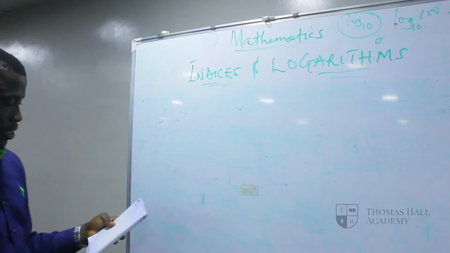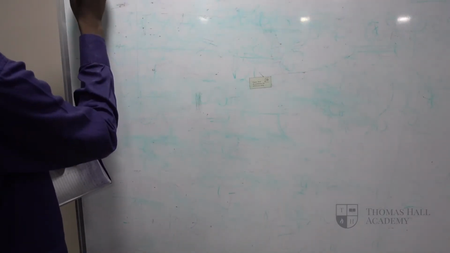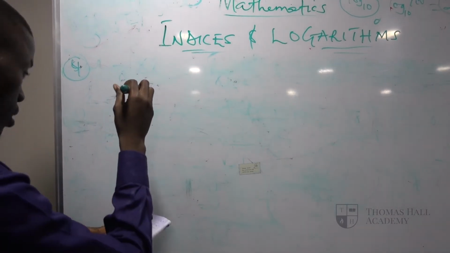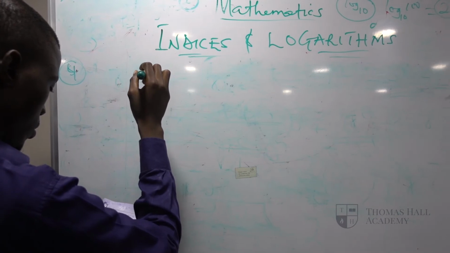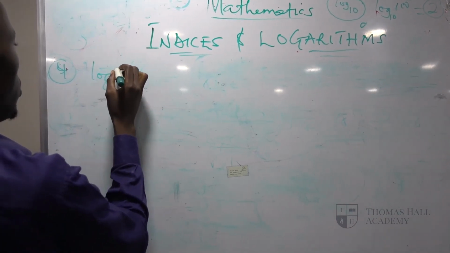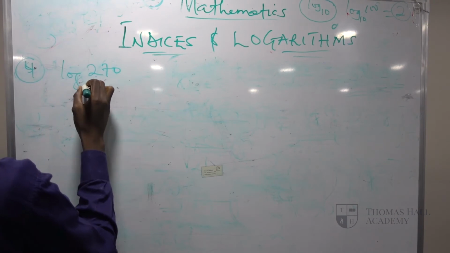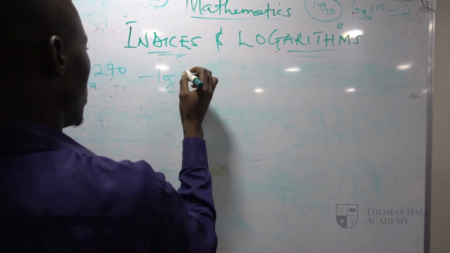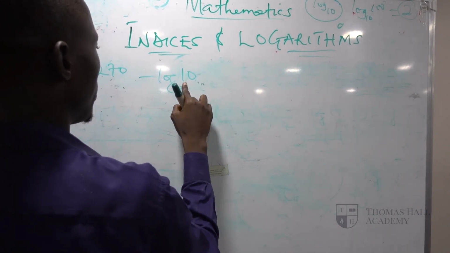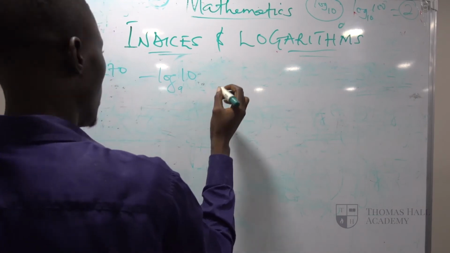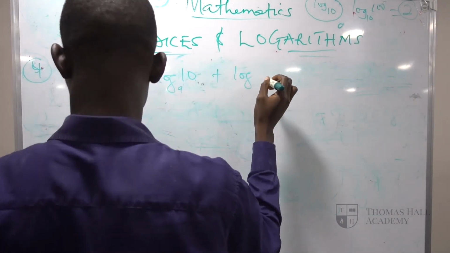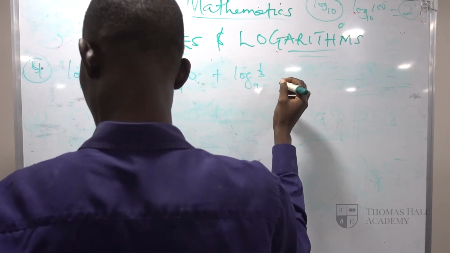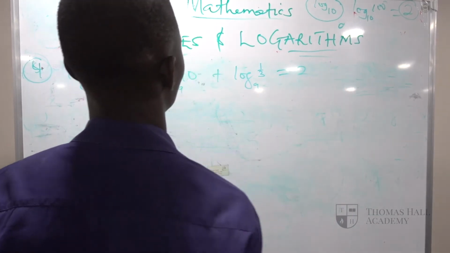Now let's look at another example. Example 4. We have here log 270 base A minus log 10 base A plus log 1 over 3 base A equals 2.